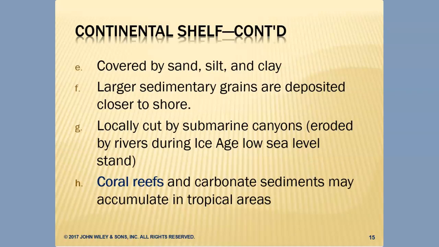Other aspects of the continental shelf are that it's often covered by sand, silt, and clay, and that the larger sedimentary grains, like the gravels and the sand, are deposited closer to the shore. They can be cut by submarine canyons, in the picture that you saw before this, that were eroded by rivers during Ice Age low sea level stands. Coral reefs and other carbonate sediments may also accumulate on these continental shelves in tropical areas.